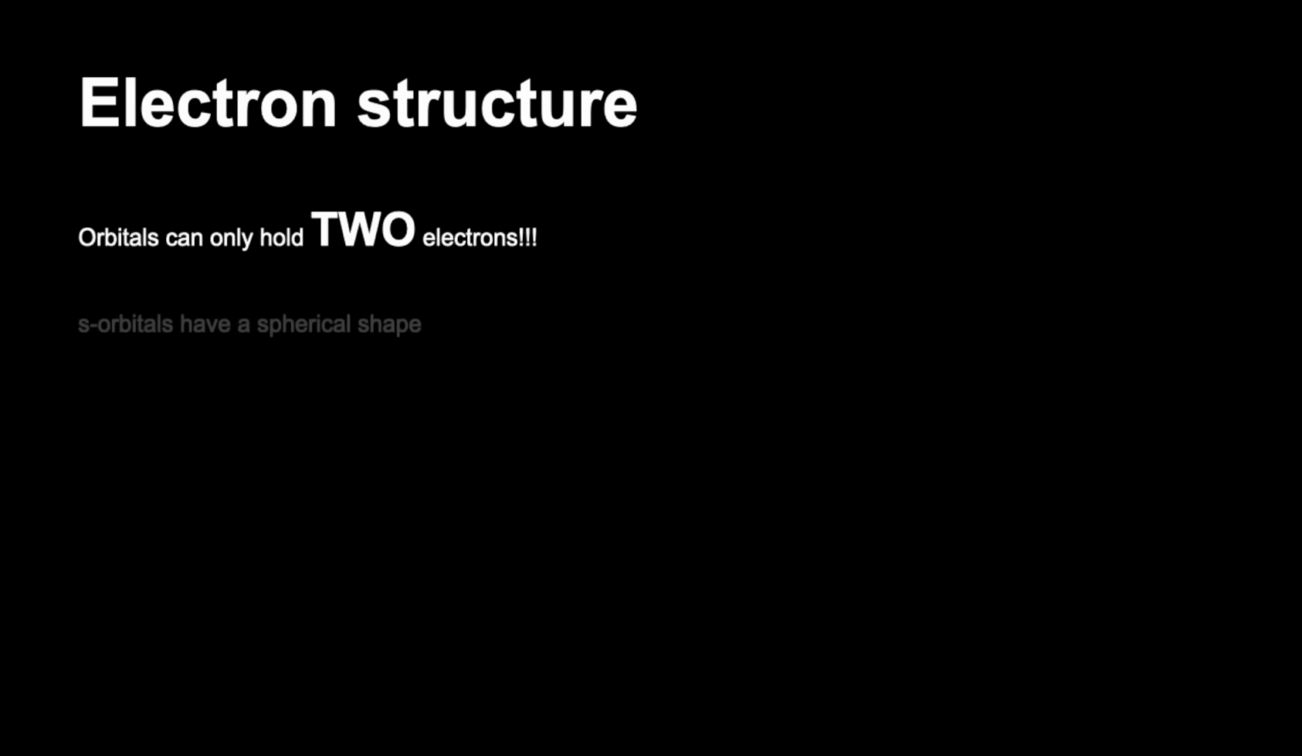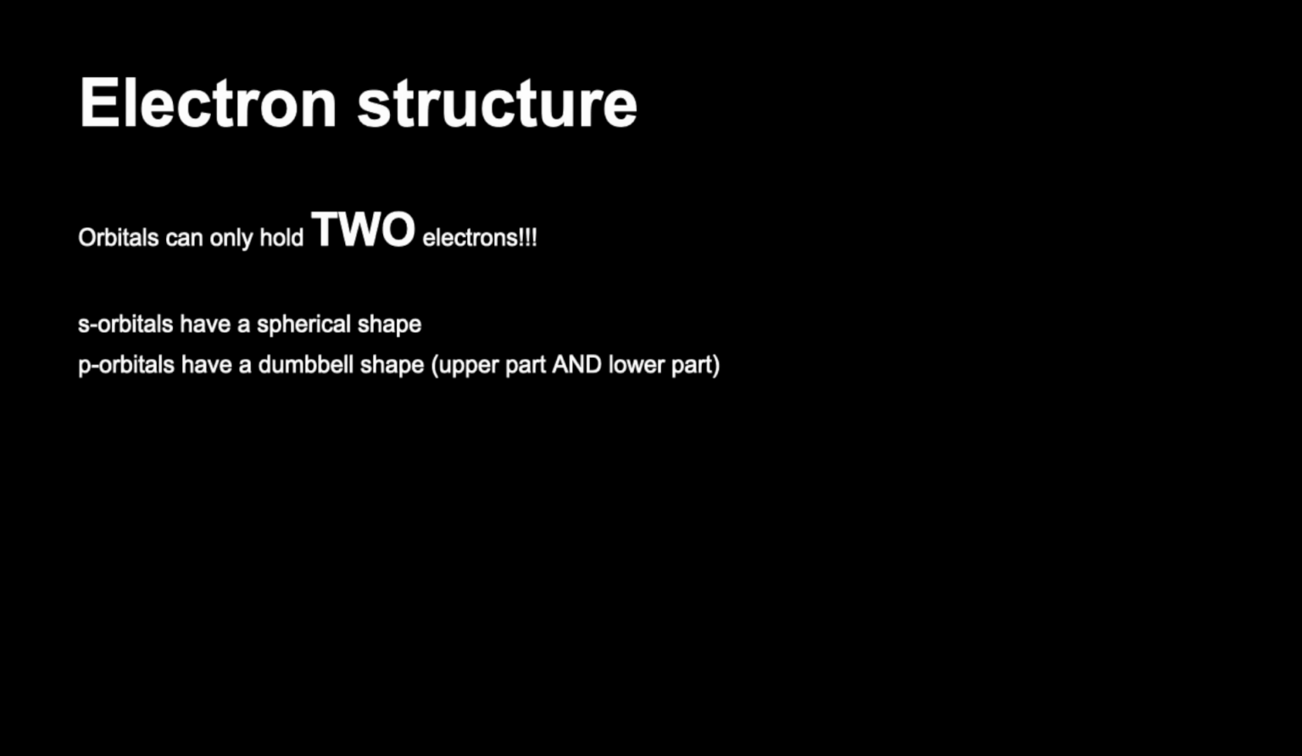Next topic we'll look at is electron structure. Straight away I'm going to start with the most common mistake: students basically mixing up subshells and orbitals. So the rule is orbitals can only hold 2 electrons. There's 2 orbitals you need to know the shape of. So s orbitals, they have a spherical shape. P orbitals have what's called a dumbbell shape. So it's like a figure of 8. There's an upper part and a lower part, but both parts are the orbital.